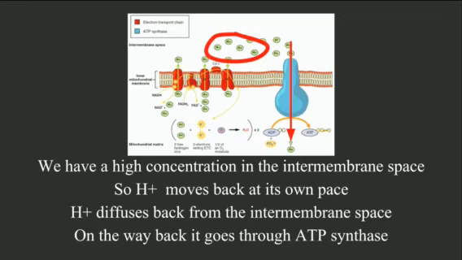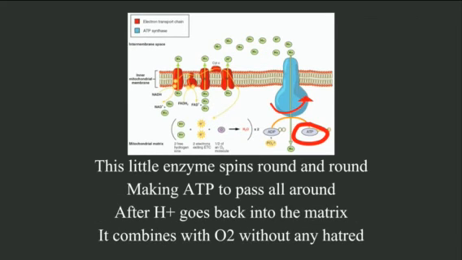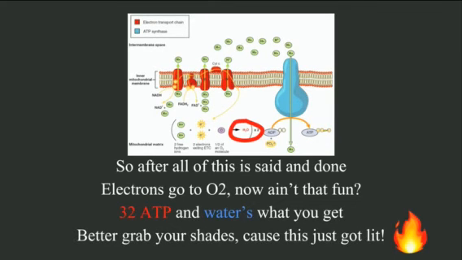H plus diffuse back from the inner membrane space. On the way back, it goes through ATP synthase. This little enzyme spins round and round, making ATP to pass all around. After H plus goes back into the matrix, it combines with O2 without any hatred. So after all of this is said and done, electrons go to O2. Now ain't that fun? 32 ATP and water's what you get. Better grab your shades, cause this just got lit.